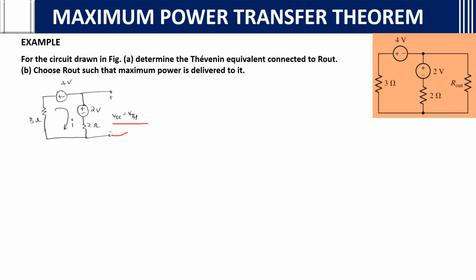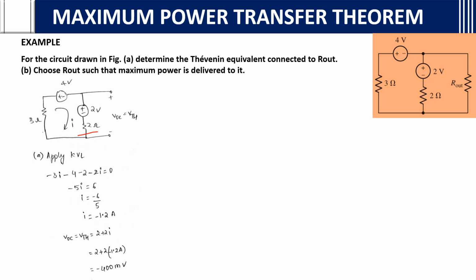Then we look into the terminals and find the Thevenin's voltage. For finding Thevenin's voltage across this, we can use the voltage dividing rule or apply KVL. By applying KVL, for mesh 1 you will write minus 3i minus 4 minus 2 minus 2i equals 0. You will get I equal to minus 1.2 amperes. If you don't know how to do KVL, I have already made videos on mesh analysis and nodal analysis. You can check them. After getting I, we can find VOC at the terminals easily.